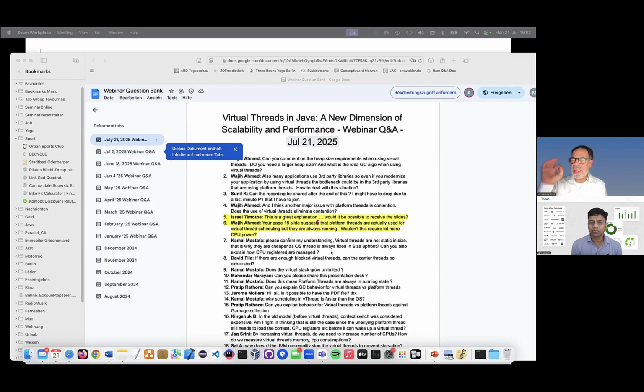But in the virtual thread case, you want the platform threads to run always. And in that case, there is not a lot of scheduling on the CPU, and you have no register handling.